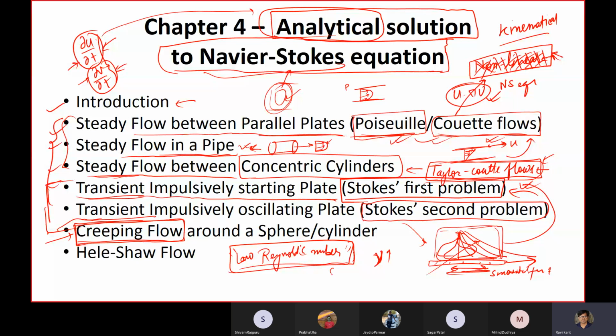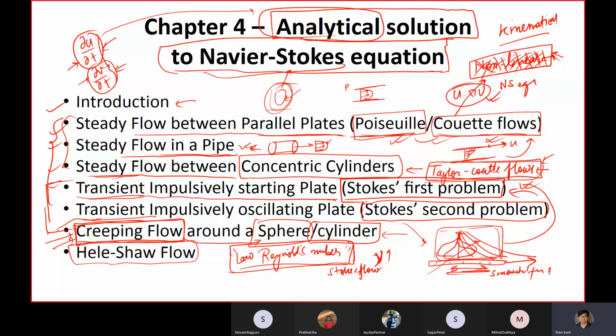Usually in manufacturing industries, several presses, you will find this sort of flow scenario. More precisely, in creeping flow, we will look upon the flow over some sphere or some cylinder, and seek some solution. Lastly, we have Hele-Shaw flow. This is one more case, and it is quite a complex phenomenon, and we'll also look into details at a later section.